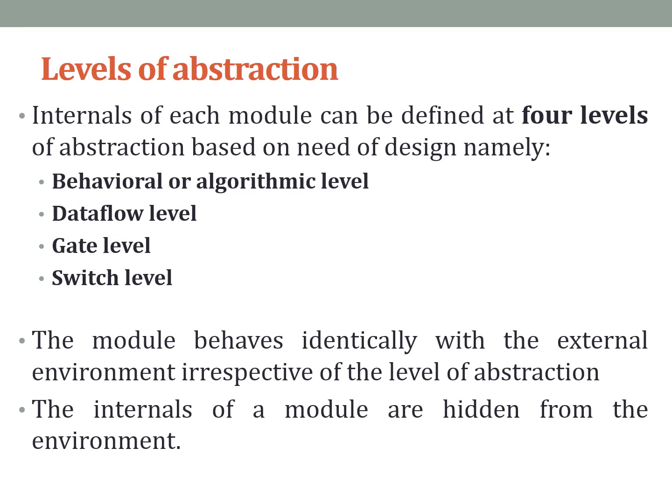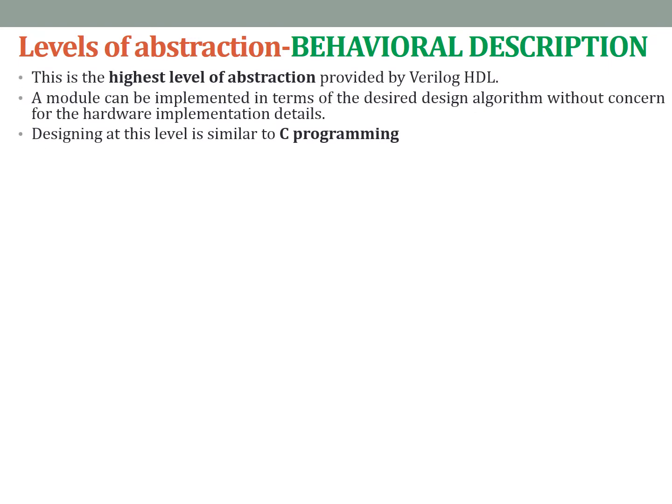Let us look into each of these levels of abstraction with a simple example of each. The first level of abstraction is the behavioral description. The behavioral description is the highest level of abstraction provided in Verilog. Designing at the behavioral description is similar to C programming. When we write a behavioral description, we need not worry about the hardware implementation, as this is the highest level of abstraction. We do not worry about the technology or the hardware implementation details. In a behavioral description, we mainly describe the behavior of the system irrespective of the hardware implementation.